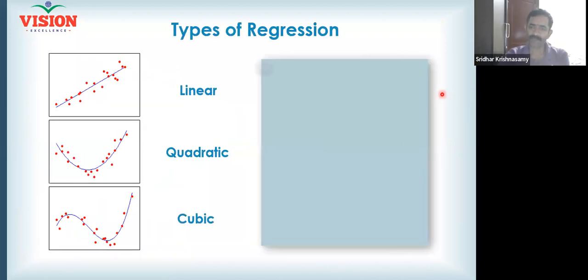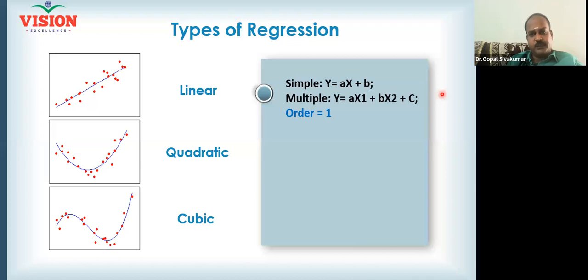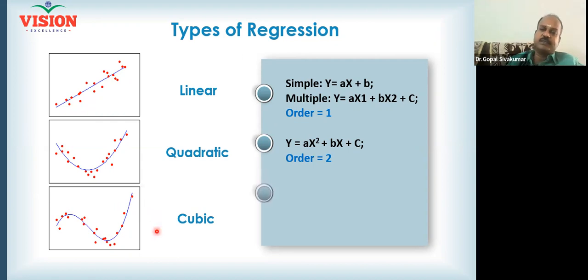Fine. So a linear regression equation will have this format. How do I know my regression equation should be linear? Look at your scatter diagram. Your scatter diagram gives the clue, isn't it? Similarly, if your scatter diagram is appearing like this, you should go for the quadratic equation. If your scatter diagram is appearing like this, going up, down, again going up, again down, that means it is cubic.